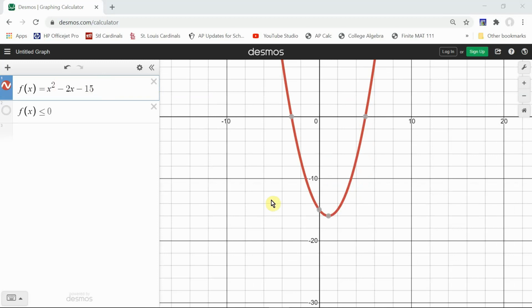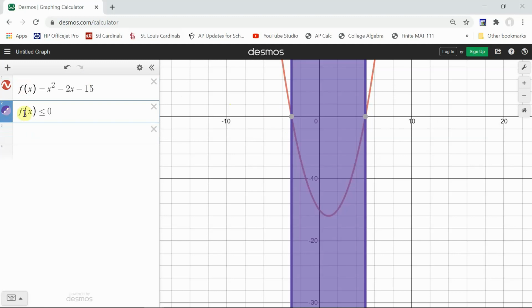Okay, so continuing this, when we were solving the equation and we're getting these two values, notice that there's two answers. Then if I ask the computer here to graph f of x less than or equal to 0, again, it has graphed this vertical line at x equals minus 3, and this vertical line at x equals 5. And it's shaded everything in between. So the first observation here is that the solution to this inequality is a bunch of x values.